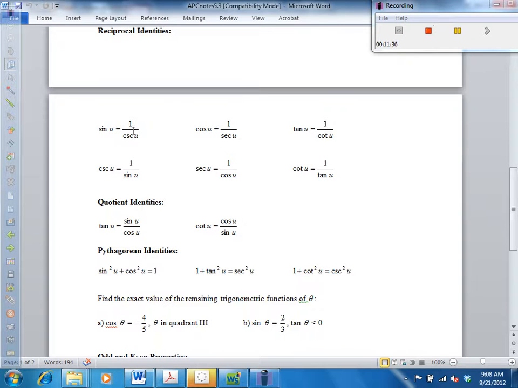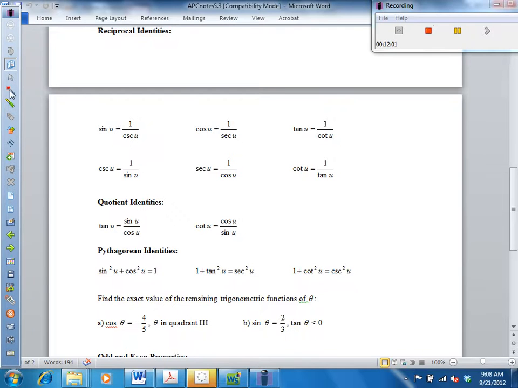So sine is 1 over cosecant. Cosine is 1 over secant. Tangent is 1 over cotangent. Cosecant is 1 over sine. So these are opposites of each other, right? And so on and so forth. These are called the quotient identities. You should know these. Tangent is sine over cosine, and cotangent is cosine over sine.